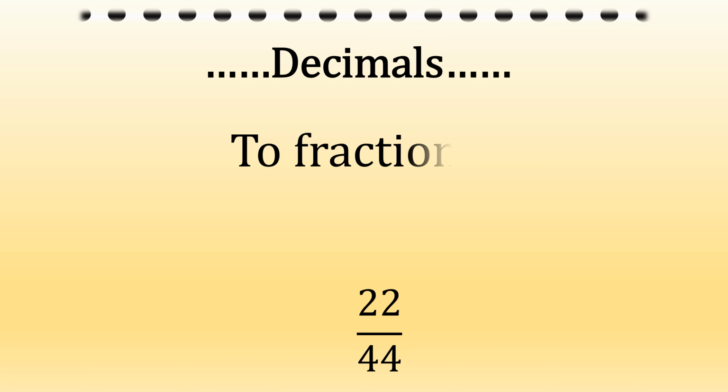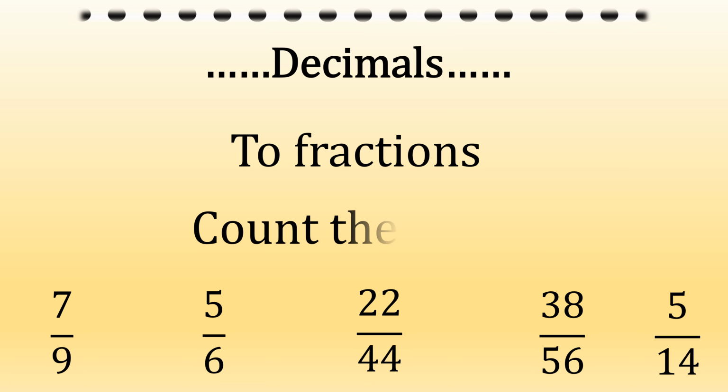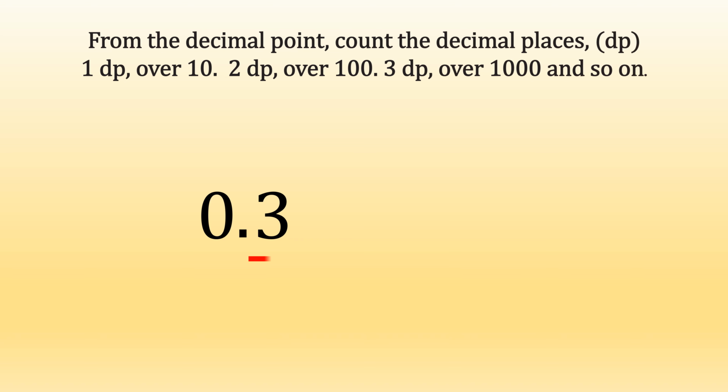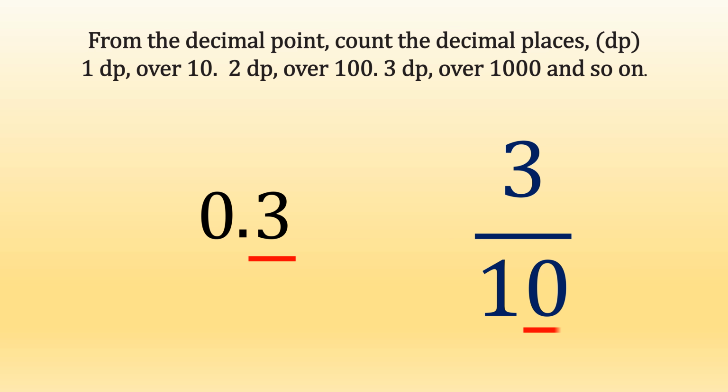To convert decimals to fractions, what we need to do is count the digits. So for decimal to fraction then, if we had 0.3, we know that there's one digit after the decimal, so we would write 10. So for this it would be 3/10, and then we could simplify if necessary.